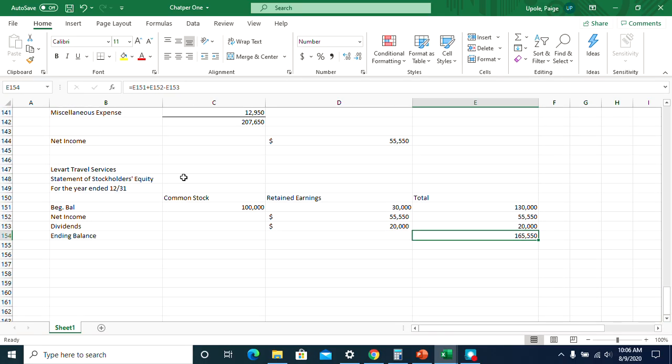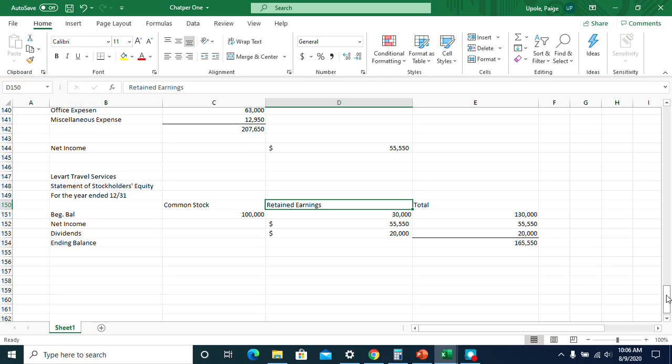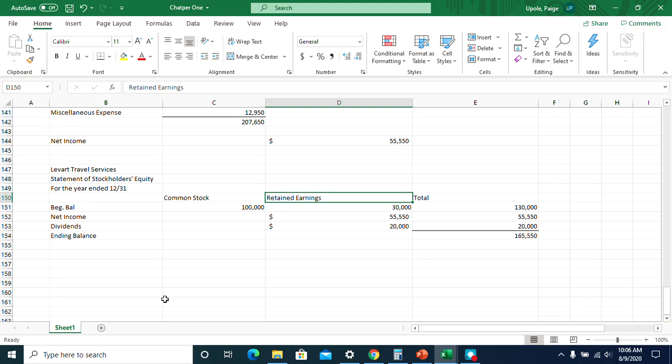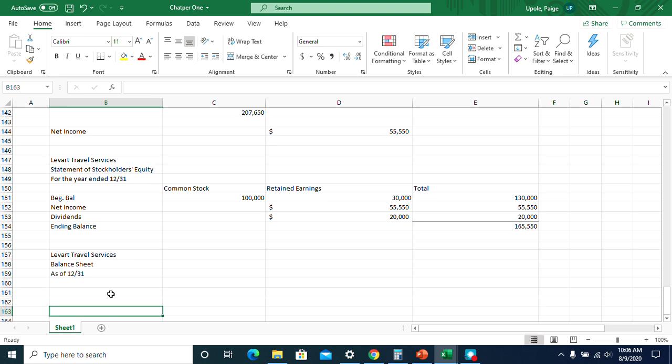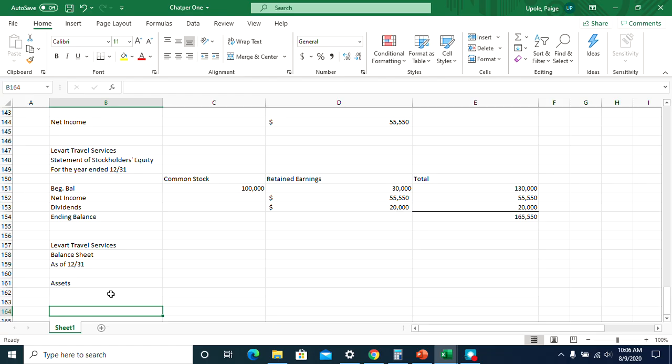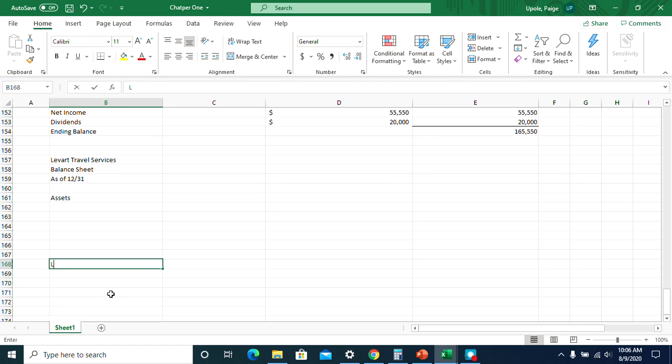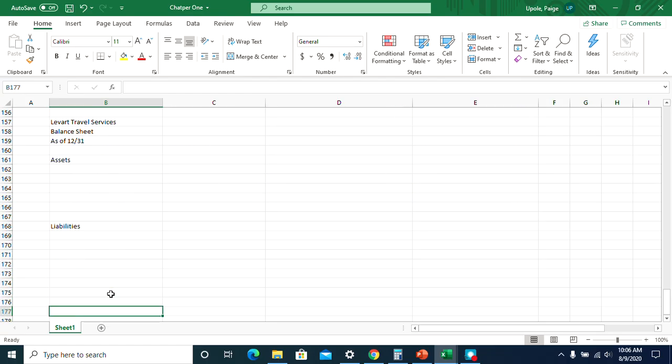And these two columns are really important. We always want to show our statement of stockholders' equity or owner's equity like this, so we can differentiate between the types of activity. All right, then we'll go ahead and we'll create our balance sheet. That's our third statement we were asked to prepare. So Livart Travel Services balance sheet. And then we'll do as of 12/31. So remember, the balance sheet has our assets, and then they have our liabilities, and then we have our equity.